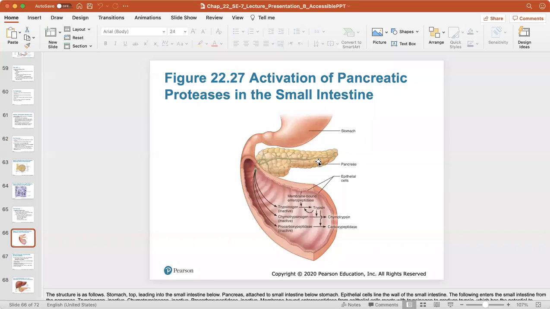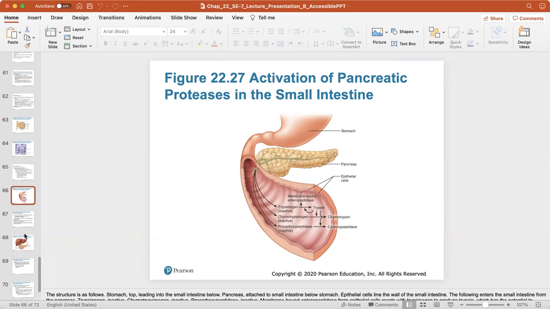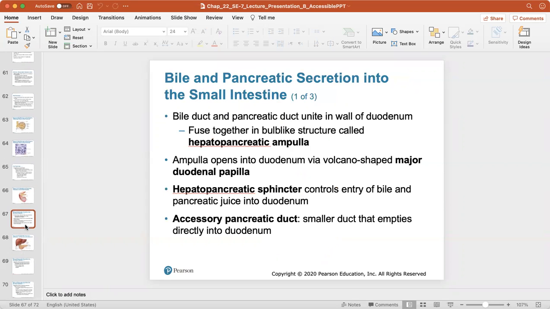So here's a look at the pancreas with the pancreatic duct entering the duodenum. And you can see here the things entering the duodenum are trypsinogen, chymotrypsinogen, and procarboxypeptidase, which are all inactive and then will be activated by substances from the epithelial cells of the small intestine into their activated form.